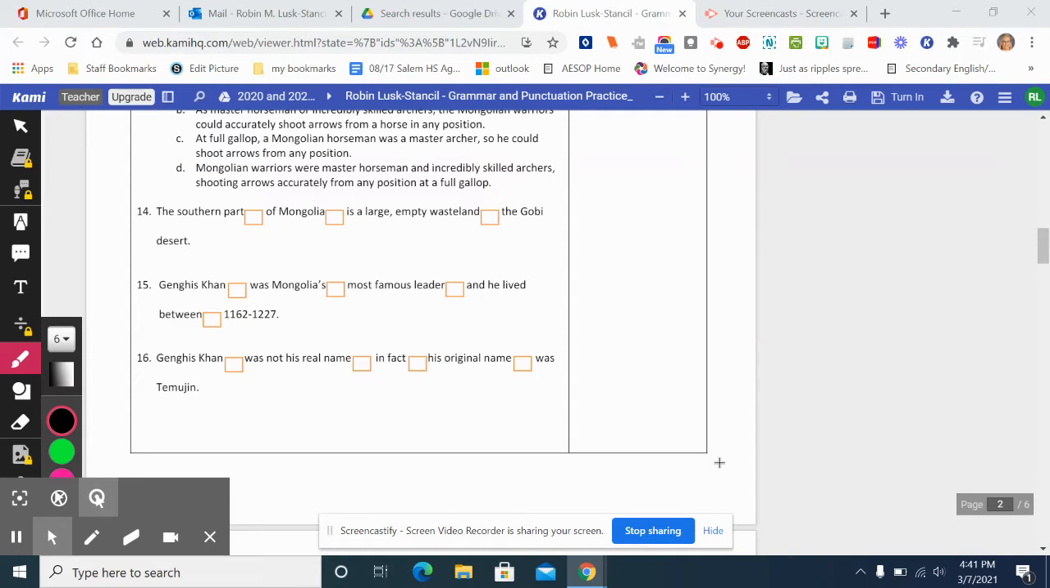Hi everybody, Miss Stancil here, and I'm going to do a quick reminder of the way colons work in our drag and drop and other types of questions for our upcoming multiple choice part of our writing SOL.